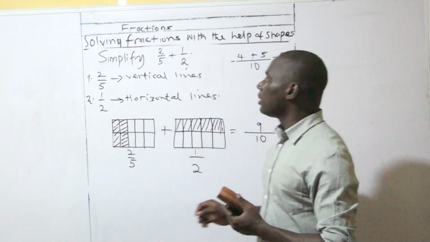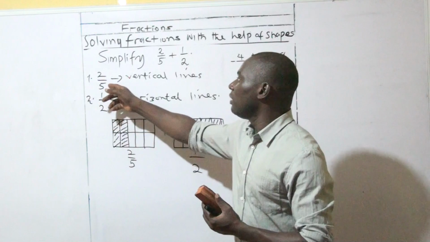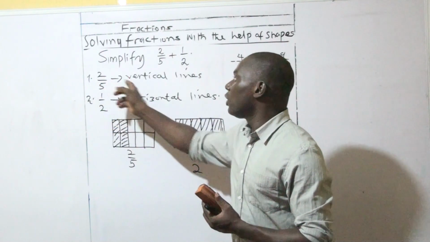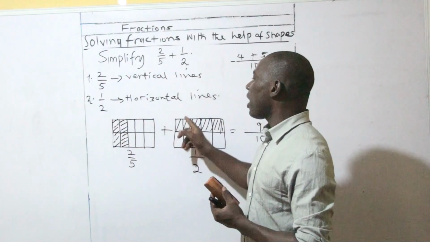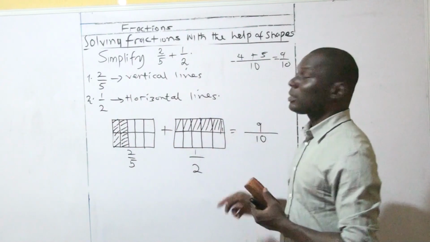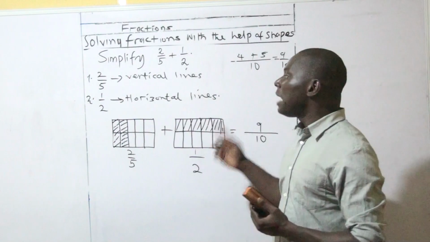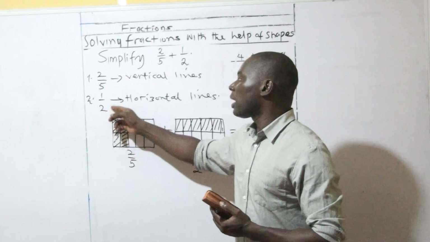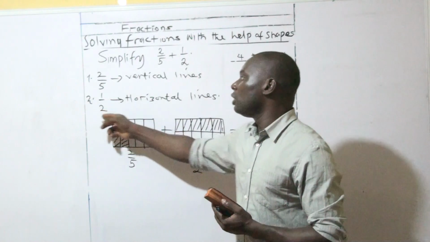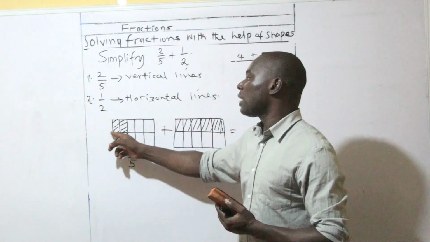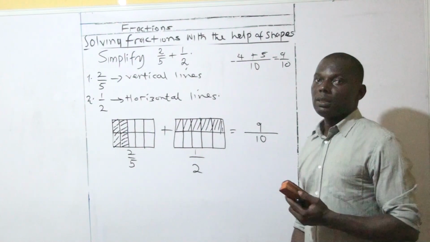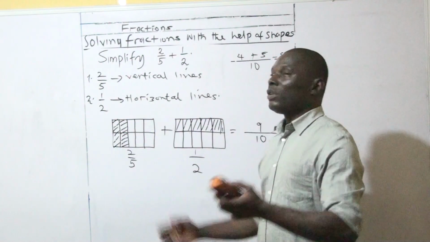Then the next thing is that you look at the denominator of the first fraction, you carry it, because you said it's a vertical line, you come here and cut this one into 5 equal parts. Similarly, you look at the second fraction, the denominator, which is 2, you come into the first fraction and cut it into 2 equal parts. Then your result is as good.